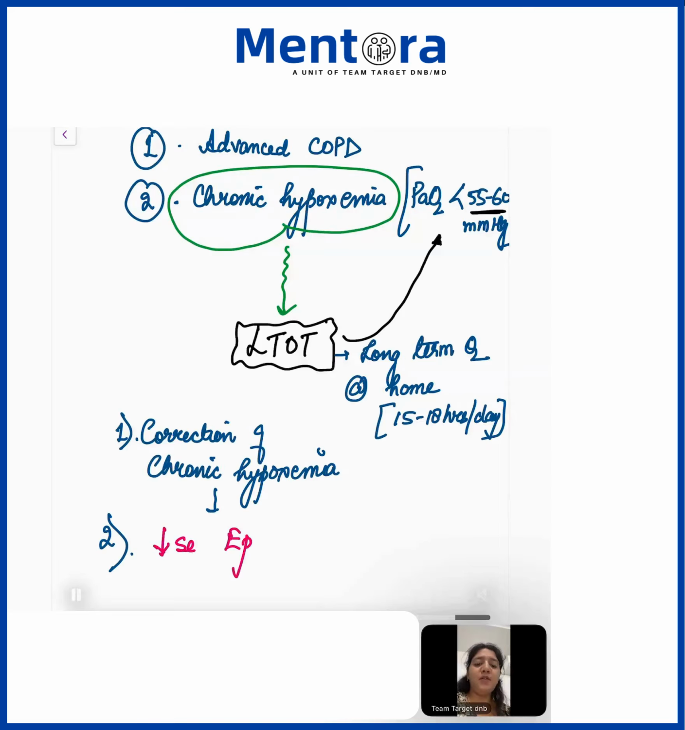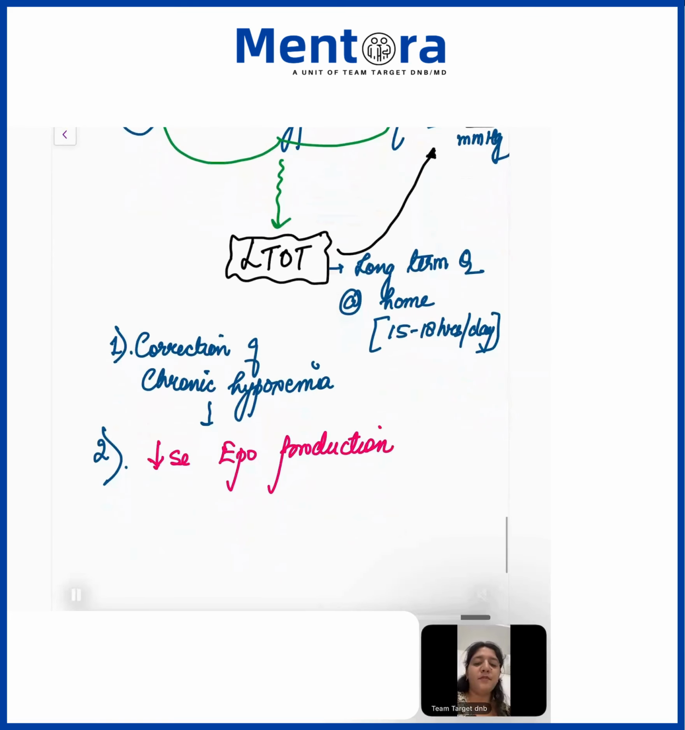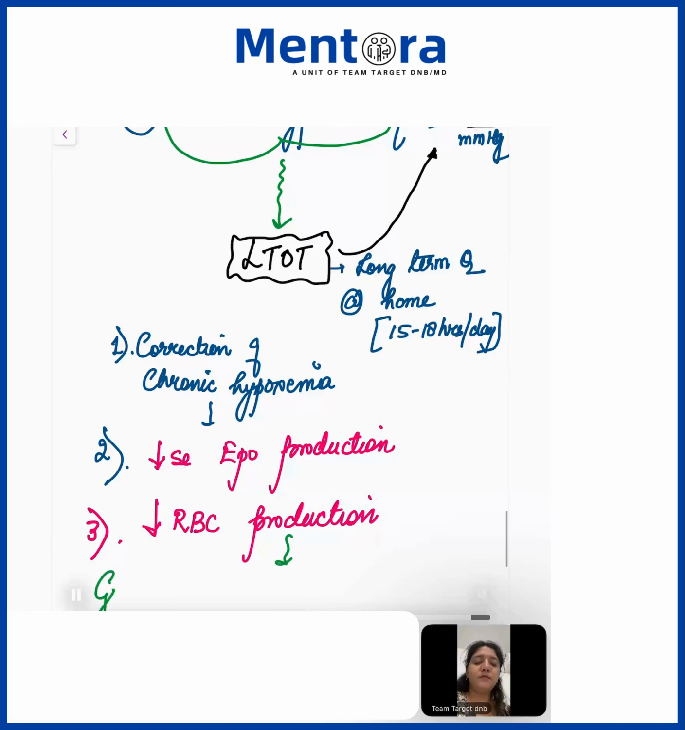which will ultimately cause a decrease in the erythropoietin production. There will be a decrease in RBC production, and gradually this will improve the issues of secondary polycythemia. Hence, it is very important to know the pathophysiology behind the primary cause and treat it accordingly.